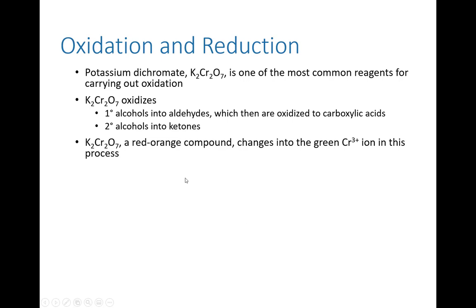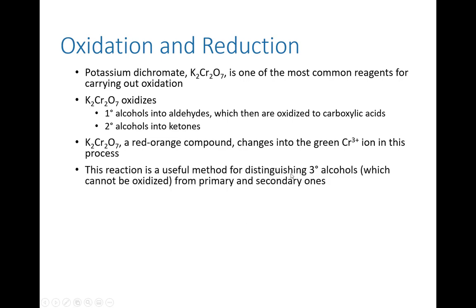Think about this. How is this a useful reaction if we're trying to tell compounds apart? Well, if we add this to a primary alcohol, this will turn green because it will help oxidize the alcohol. If we add it to a secondary alcohol, again, the solution will turn green. If you add it to a tertiary alcohol, there's nothing to oxidize, so we would expect no reaction, and we would expect that this would keep its color of red-orange. And so that is why it's a useful reaction for us in this class.